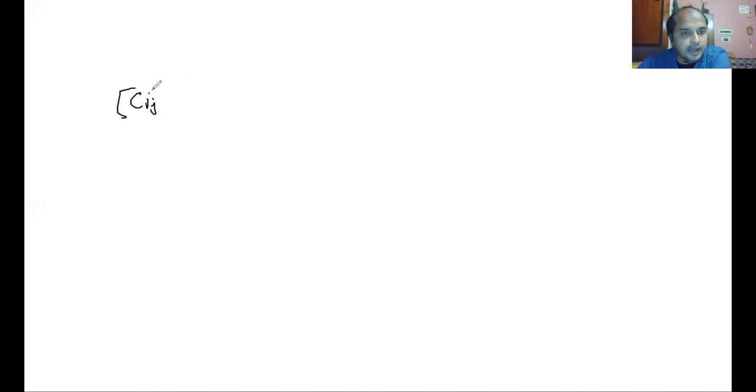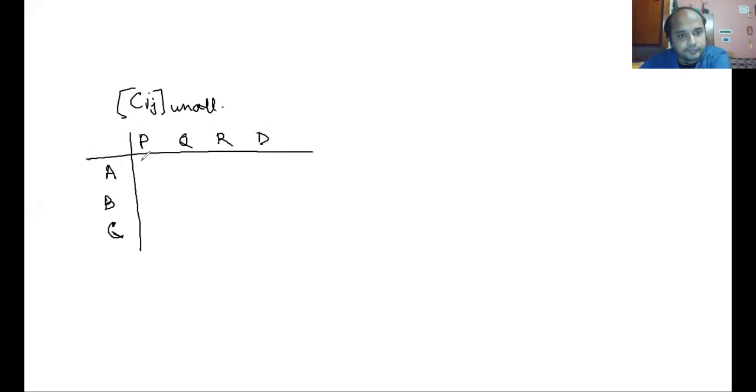CIJ unallocated. P, Q, R, D. A, B, C. Sir, I'm telling row wise. Okay. 5 star, 4 star, 5 star, 4 star, 5 star 0, 5 star 0, 6 star, 6 star, again star 0. Now you find the numbers you want.